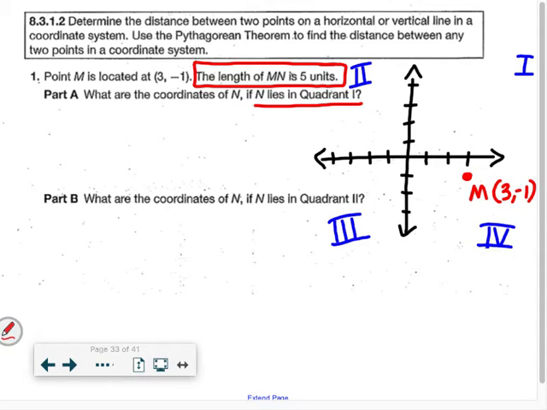So if point N has to be in quadrant 1 and 5 units away from point M, I can simply count up 5. 1, 2, 3, 4, 5. So this is where my point N would be. So I can draw my segment, has a length of 5 units, and point N up here would be 3, 4.